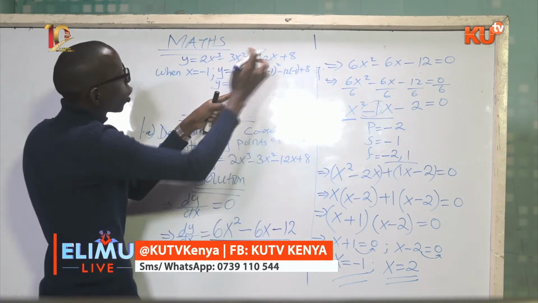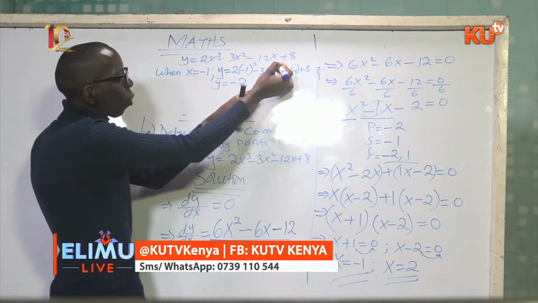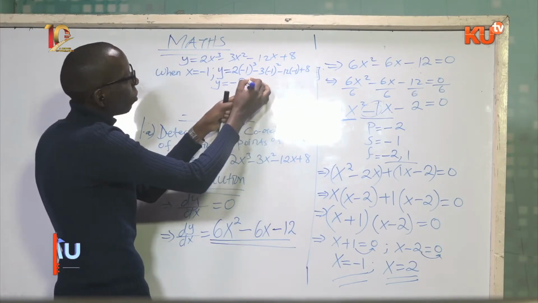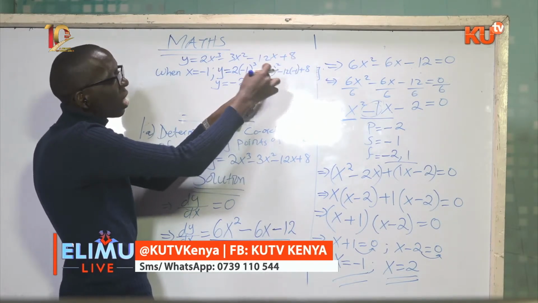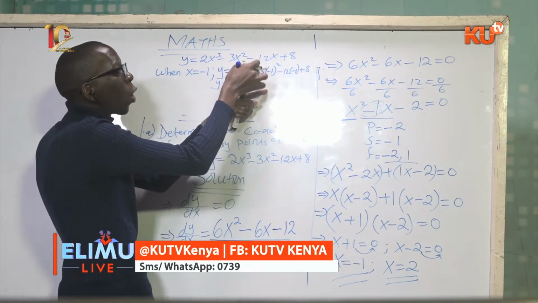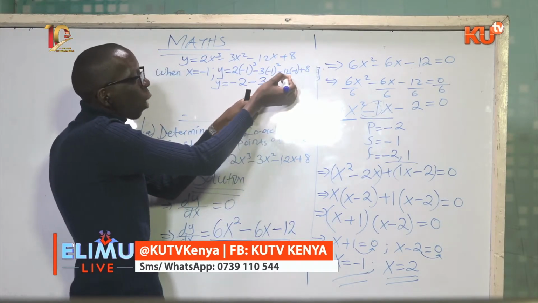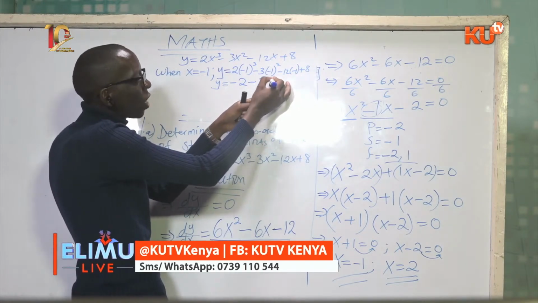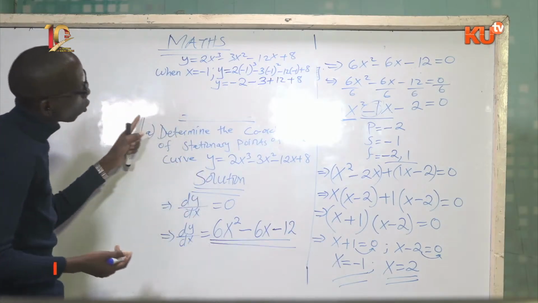We have negative 1 cubed is negative 1, times 2 is negative 2. Negative 1 squared is positive 1, and positive 1 times 3 is positive 3. So, minus 3. Then, minus 12 times negative 1 is negative 12. So, minus negative 12 becomes plus 12. Then, plus 8. But my dear student, you don't have to do all what I've done.